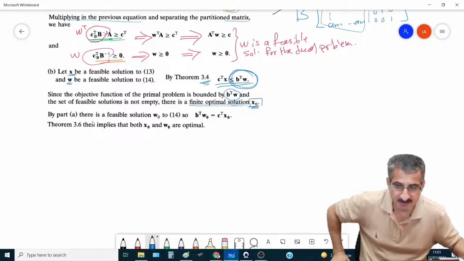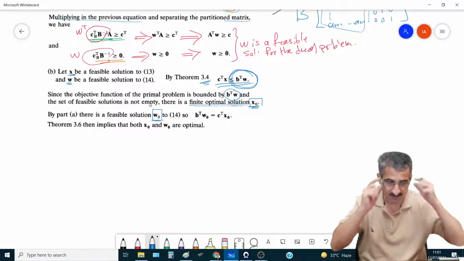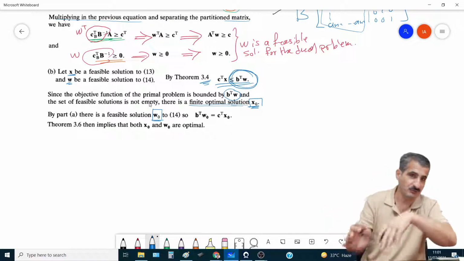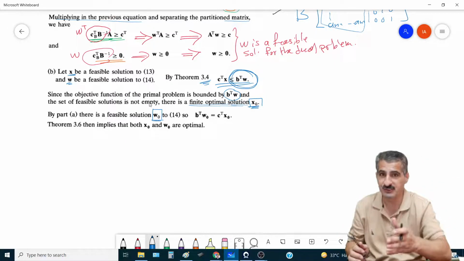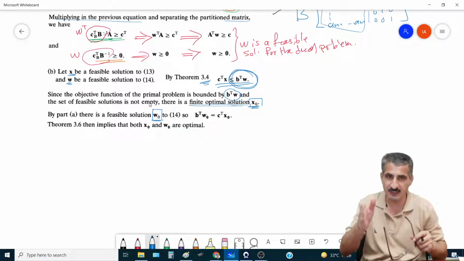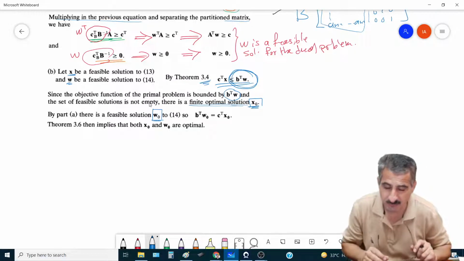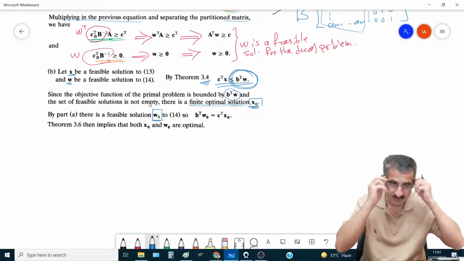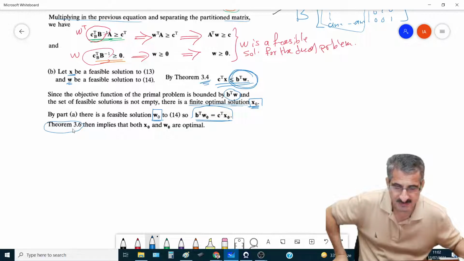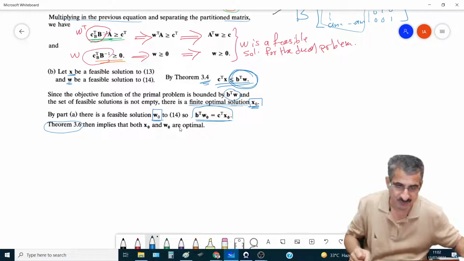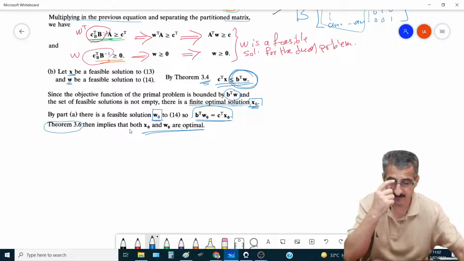Now by part A, there is a feasible solution W naught, because part A says if I have an optimal solution for the primal, then I have an optimal solution for the dual. Now I showed here the primal has an optimal solution, which I called X naught. Then part A says there must be an optimal solution for the dual, and call it W naught. And the values are equal. And we have seen in theorem 3.6 that if the values are equal, then both solutions are optimal.